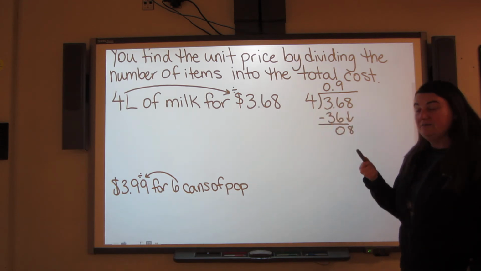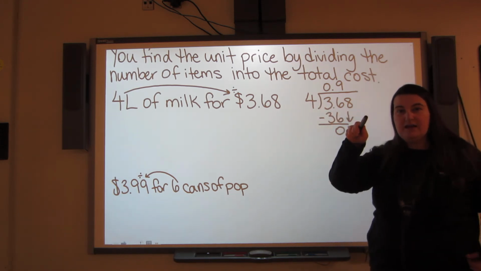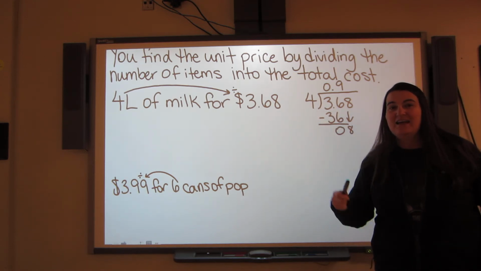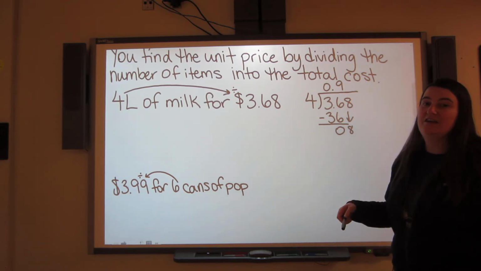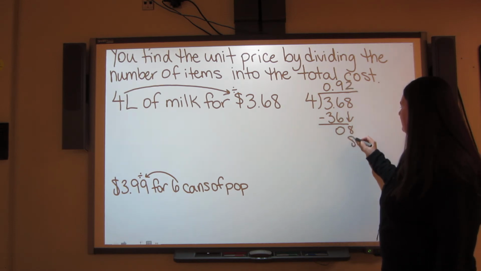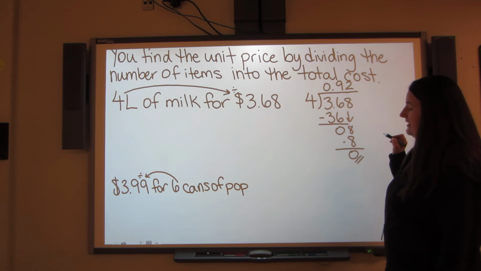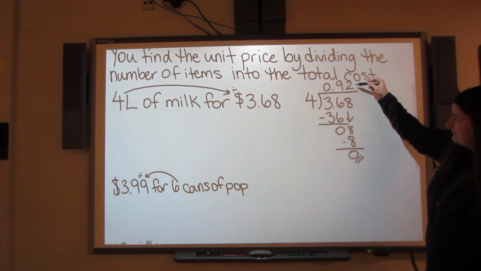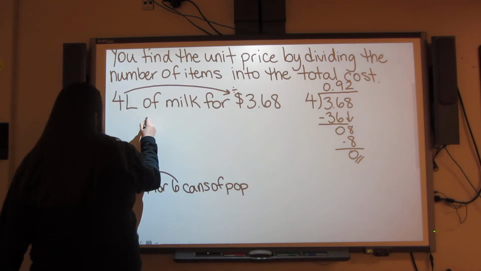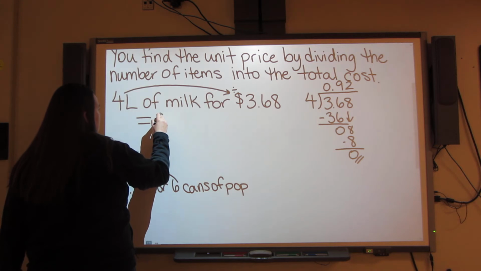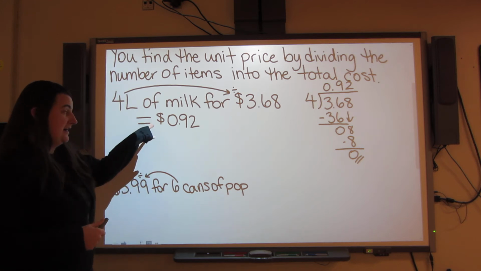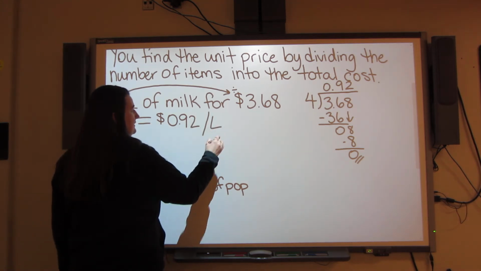4 goes into 8. If you don't know off the top of your head, you look down your 4s until you get to 8, and then look to the side. Use your multiplication chart. That's what it's for. So 4 can go into 8 2 times. 8, 0 left over. So it's 92 cents for 1 liter. So you would write equals 0.92 with your dollar sign per liter.